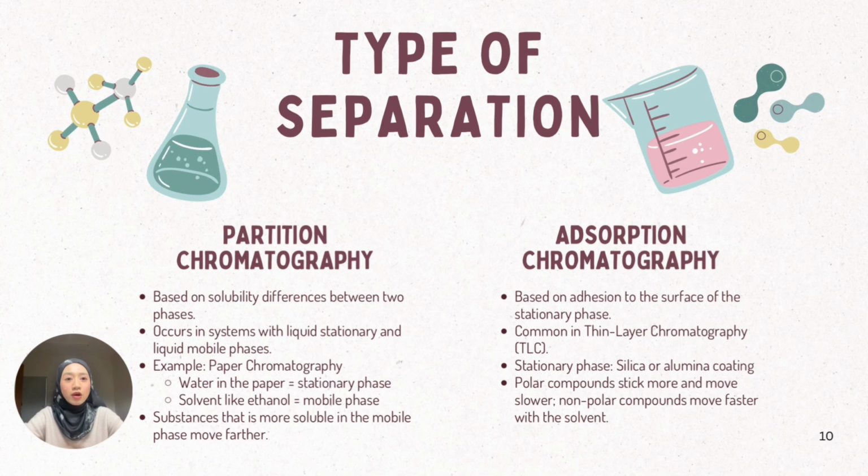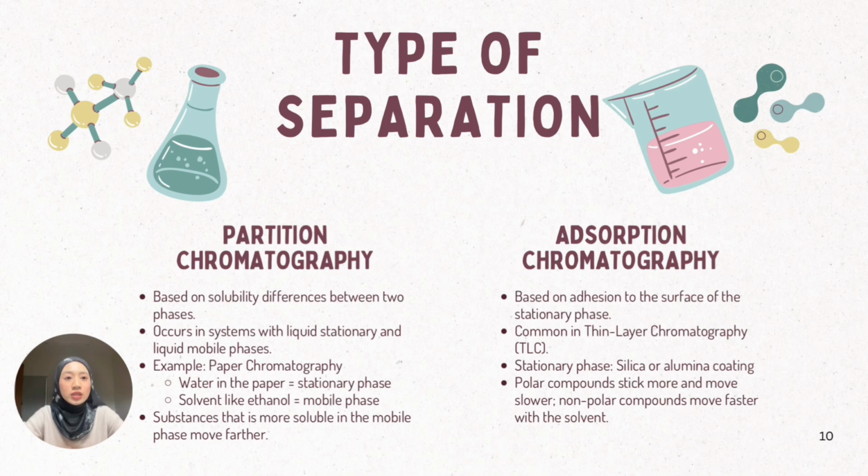There are two types of separation for chromatography. The first one is partition chromatography. This separation is based on solubility differences between two phases. It occurs in systems with a liquid stationary phase and also a liquid mobile phase. The example is paper chromatography. Water in the paper is the stationary phase, meanwhile the solvent like ethanol is the mobile phase. Substances that are more soluble in the mobile phase will move further.